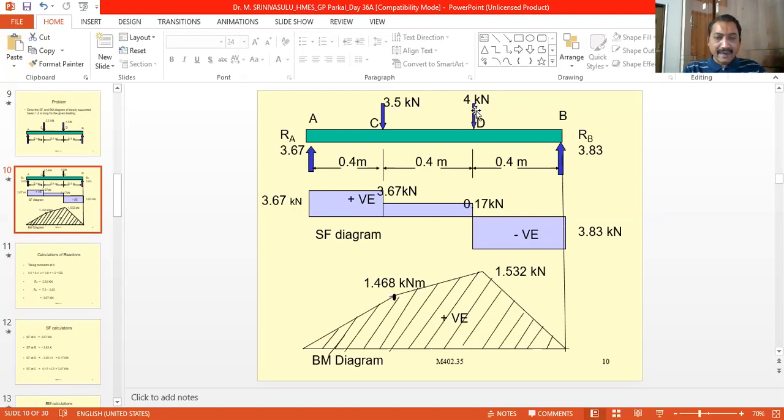And next, the other force: this 4 kN is acting at a distance of 0.8 meters from the point A, and it is causing a clockwise movement. So it is negative, 4 into 0.8. Next, this 3.5 kN force is acting at a distance of 0.4 meters, so it is also causing a clockwise movement about the point A. Therefore this is also negative. So minus 3.5 into 0.4, minus 4 into 0.8, plus RB into 1.2 equal to 0.